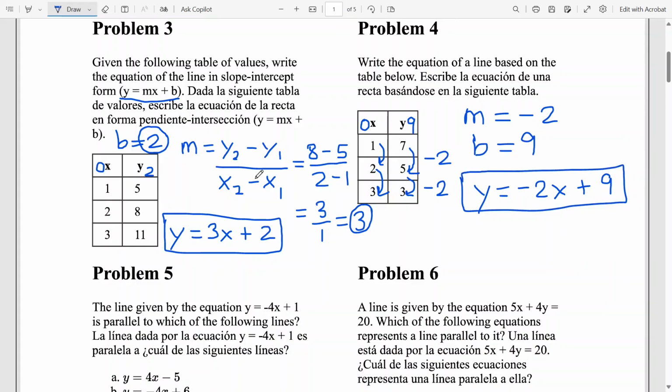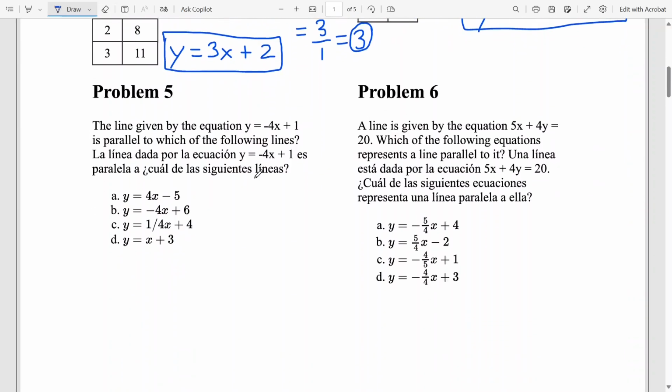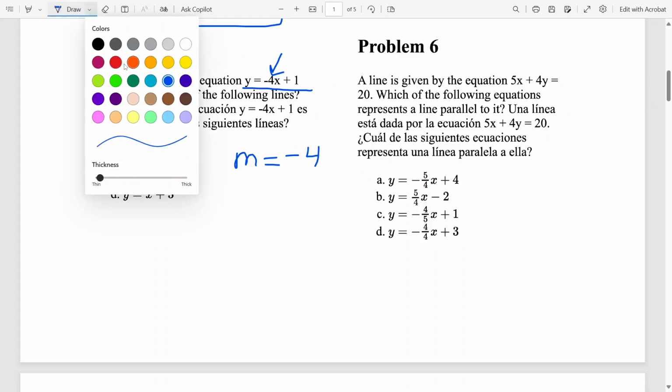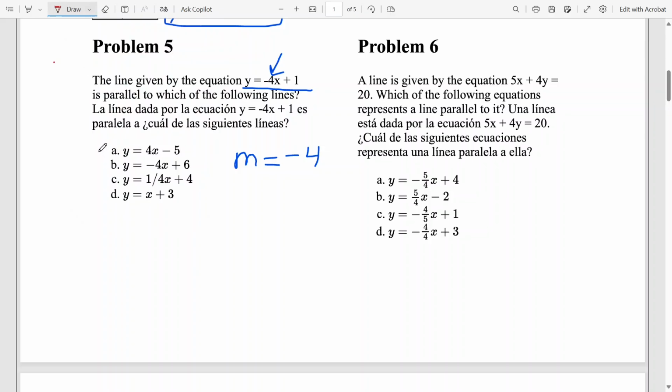All right, problem 5. Let's keep going. The line given by the equation y equals -4x plus 1 is parallel to which of the following lines? Well, parallel lines have the same slope, so we have to look for a slope of -4, because the slope is right there. So the first one, the slope is +4, so we're going to cross that one off. That one doesn't work.